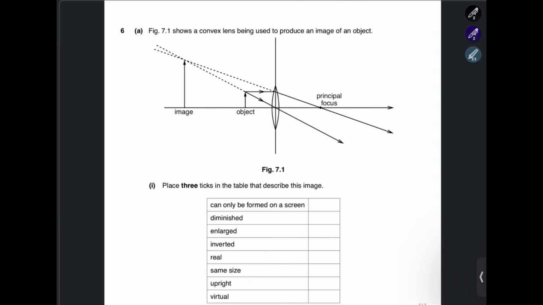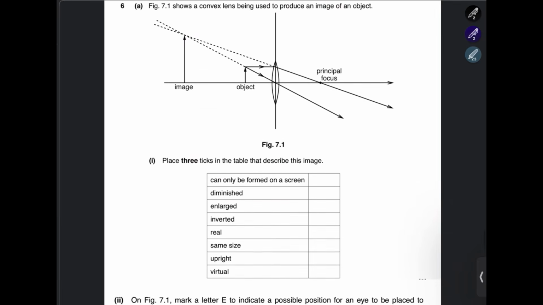On the figure, a convex lens is used to produce an image of the object. Place ticks next to the text that describes the image. Can only be formed on the screen. No, because this is only for real images. As you can see over here, this is a virtual image because the lines are not actually meeting. So it's not this. Diminished, that's not correct. Enlarged, yes, the image is enlarged. Inverted, no, it's upright. It's not real. You only need to mark the ticks, not crosses, so remove that. Same size, no. Upright, yes, it is, and virtual as well.